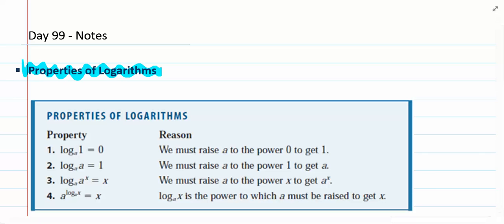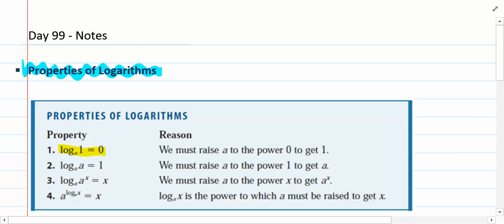Our first property says that the logarithm with a base a of 1 must be equal to 0. Logarithm base a of 1 must be equal to 0. That's a property of logarithms that just has to be true at all times. And you might ask yourself, well, logarithm base a of 1 equals 0. Why is that going to be helpful for us?